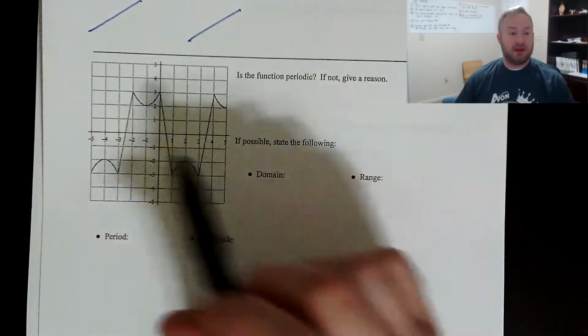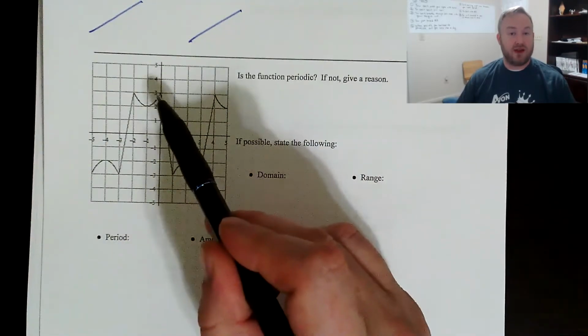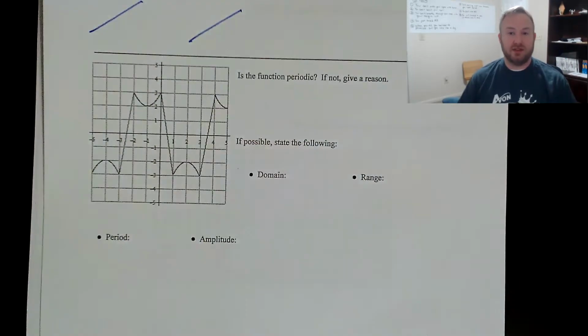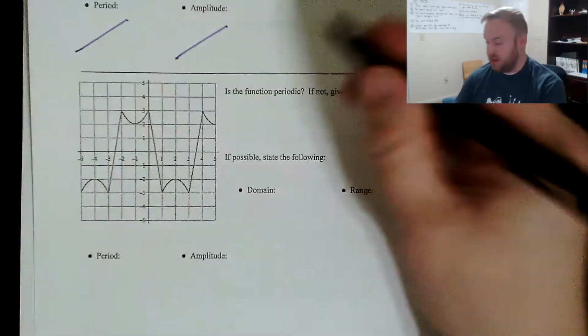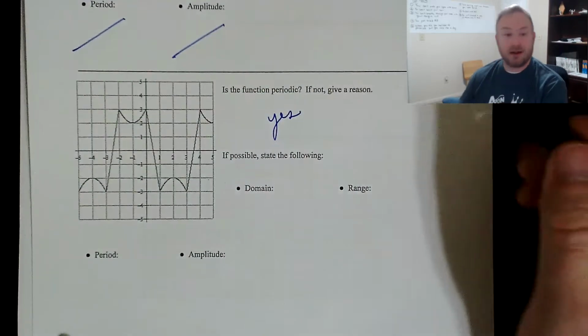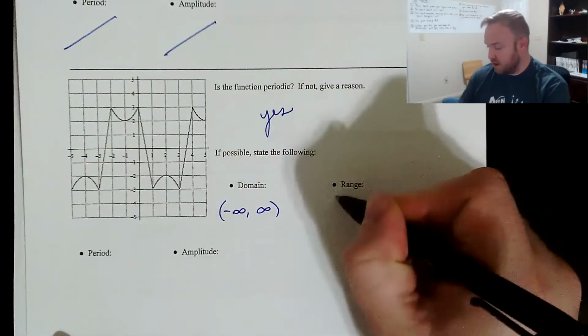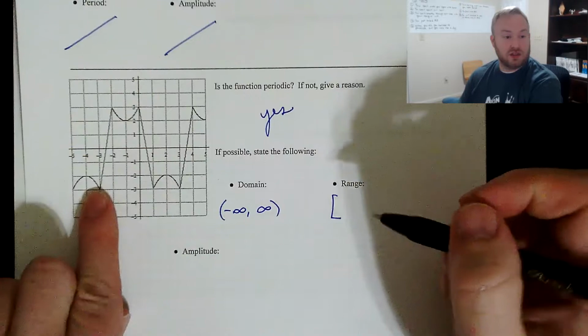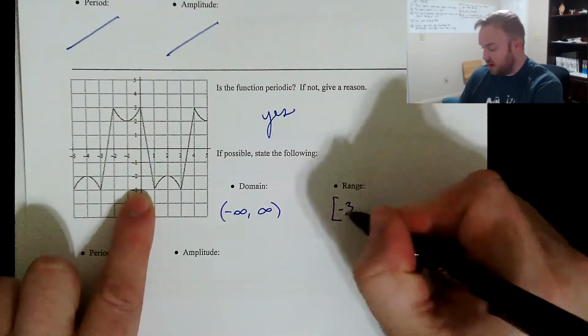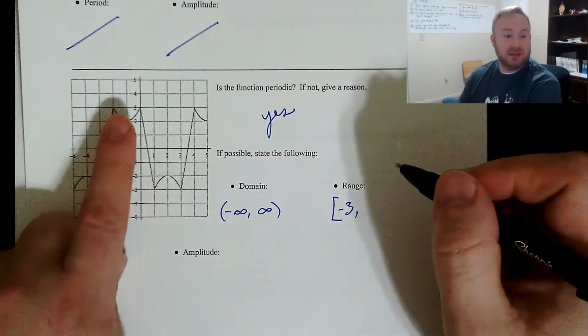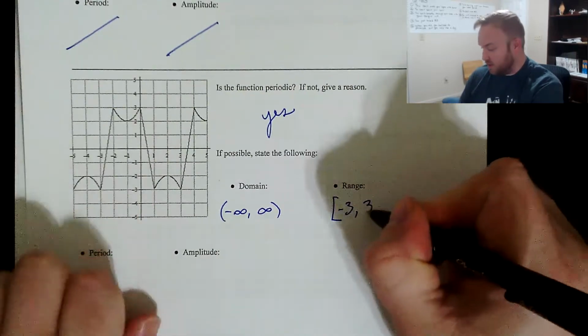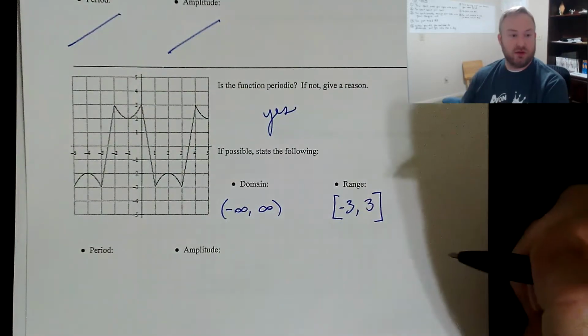Okay, this is the last one we're going to do right here. This one is periodic. It goes up to the same y value at the maximum, down to the same y value at the minimum. So yes, this one is periodic. For the domain, it's all real numbers, as always. For the range, the point that's lowest on the y-axis has a y value of -3. The point that's highest on the y-axis has a y-coordinate of 3. So my range is -3 to 3.